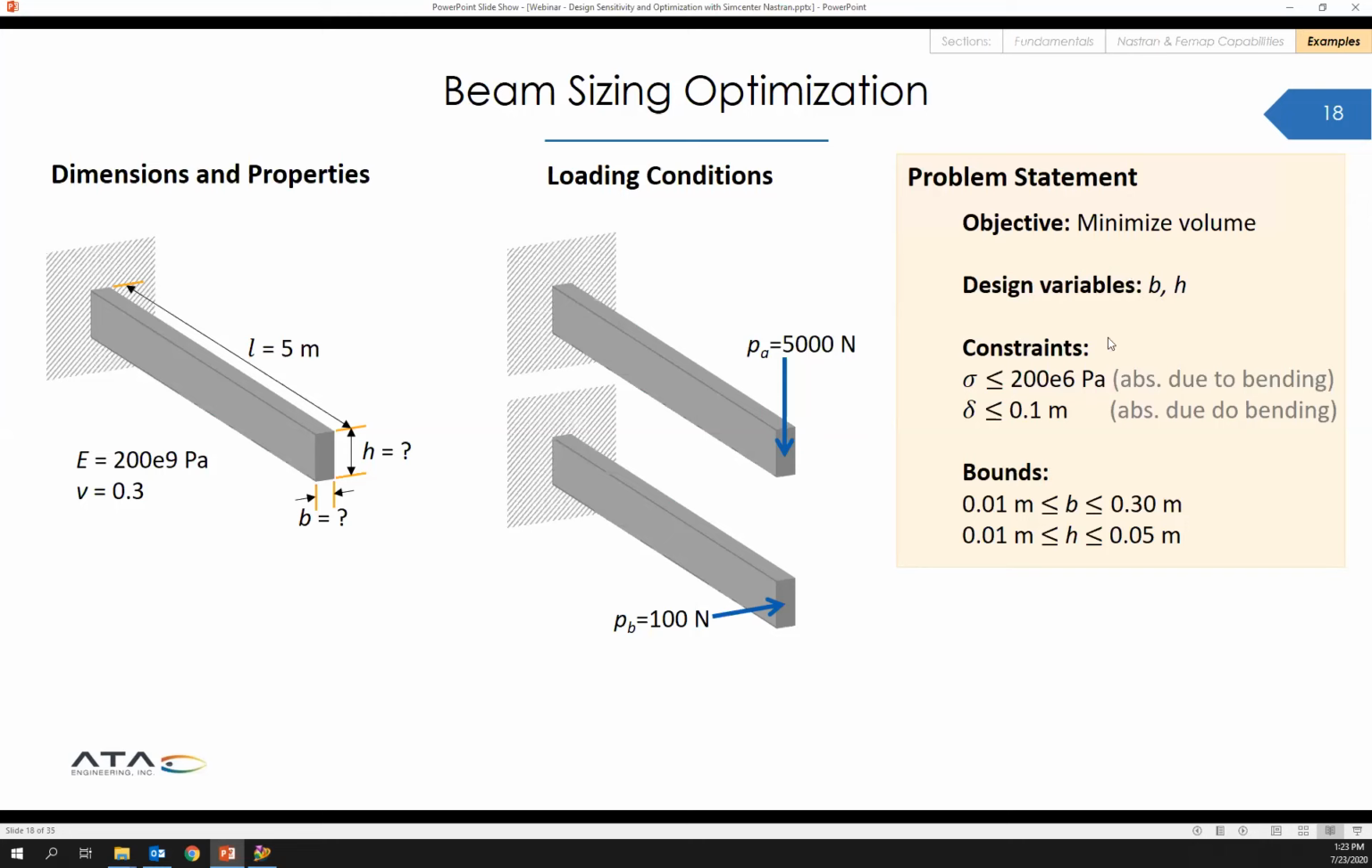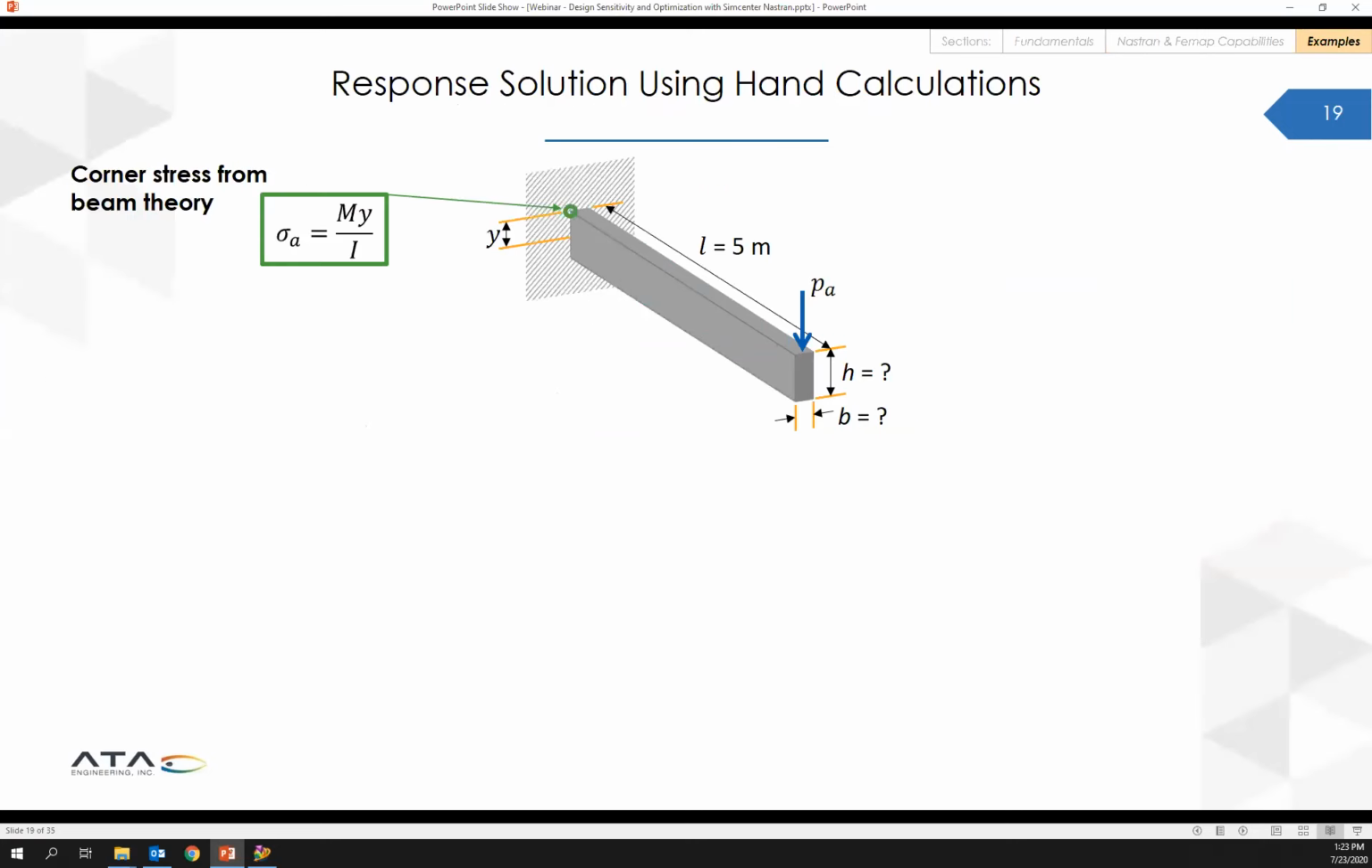We're going to apply constraints on stress. So the stress due to bending and the displacement due to bending are going to be limited to 200 megapascals and 10 centimeters. And we have bounds on our design variables, so it's going to vary from 1 to 30 centimeters and 1 to 5 centimeters for the 2 dimensions. So we're going to solve this problem 2 ways. We're going to start with hand calculations based on beam theory.